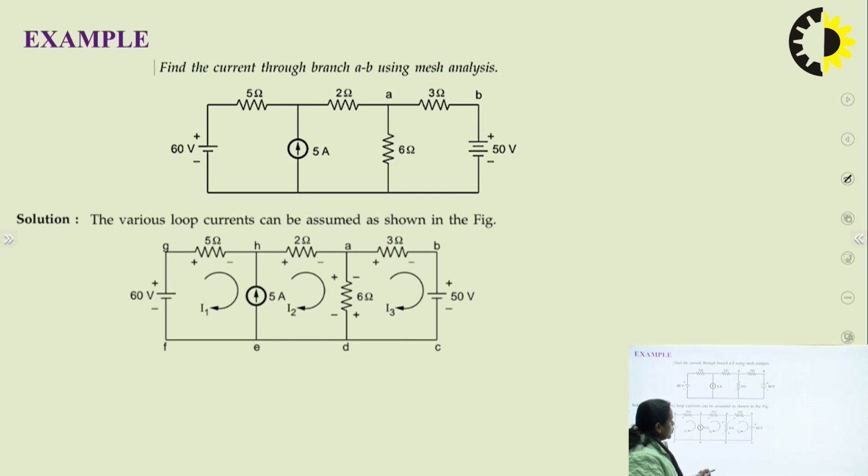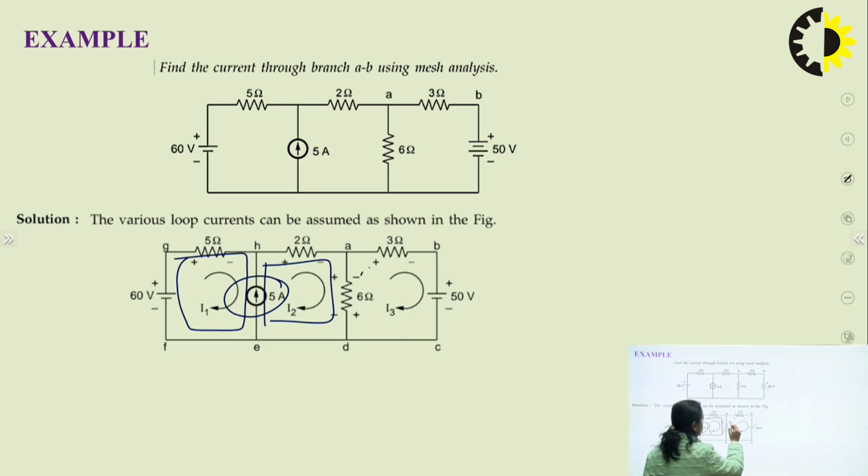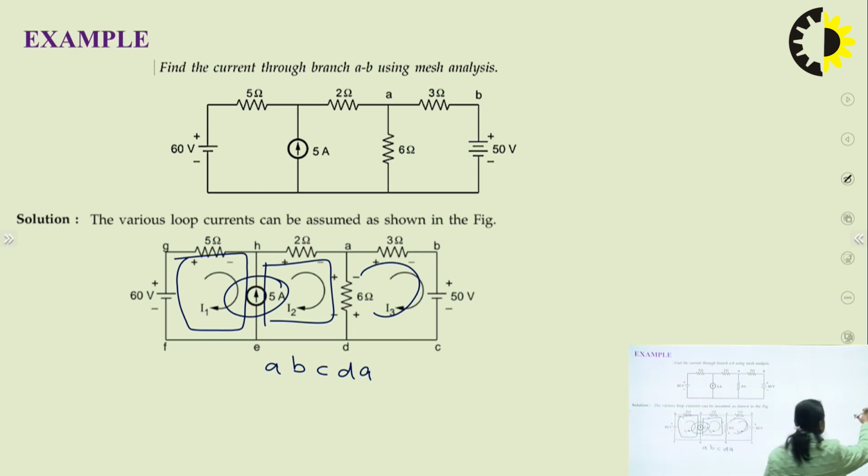And now, how to write the equation? We can't write the equation for this loop, and we can't write the equation for this loop, because here we can see that there is a current source. But we can easily write the equation for this loop. So which loop will we consider to write the equation? We will write the equation for A, B, C, D, A, right? And the second equation will come from the super mesh. So which is the super mesh here?